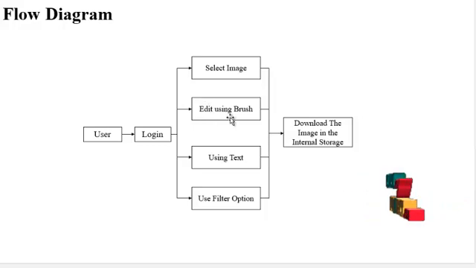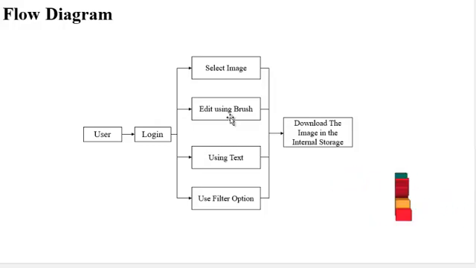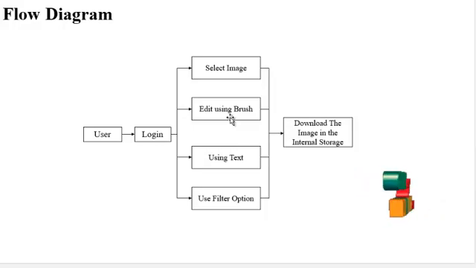Editing with the brush is one of the most important things, because if you draw a picture, it's easy to draw. Then if you want, eraser and undo options are also there. We also have text and filter options.